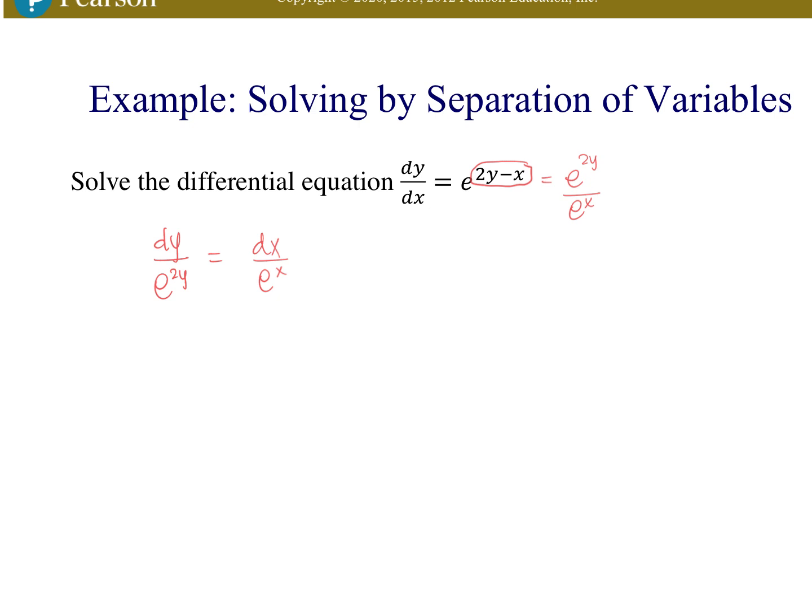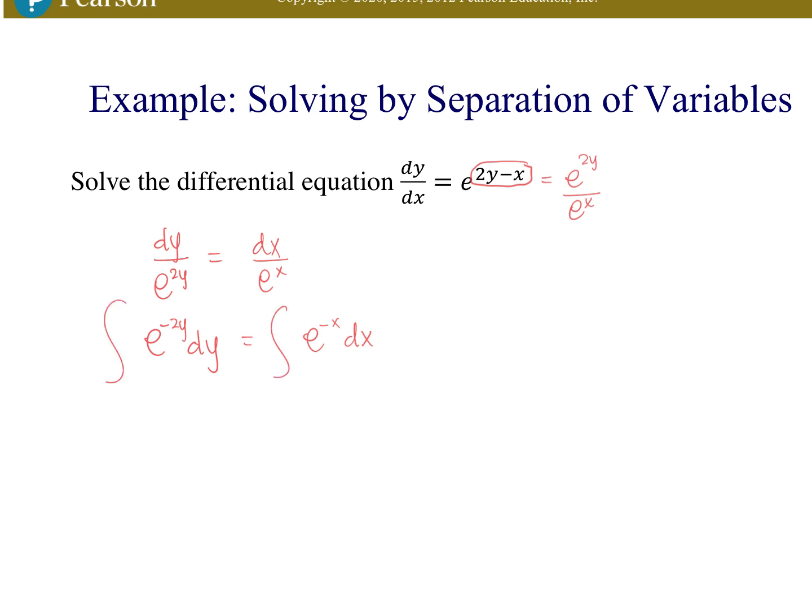We'll want to rewrite each of those as well before we do our antiderivative. So we're going to rewrite this as e to the negative 2y dy. It's just easier and a better form to have an antiderivative when the exponent is written with a negative power. On the other side, we'll have e to the negative x dx. And then we're going to integrate both sides.